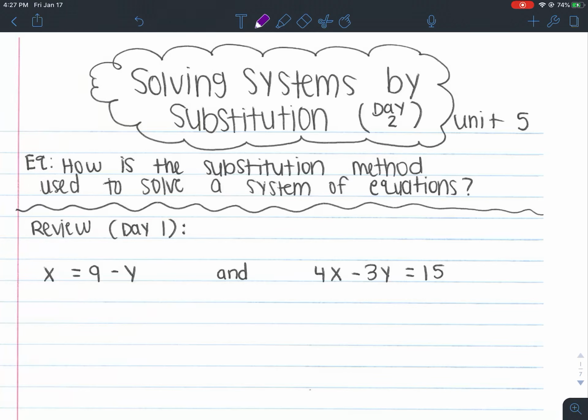Hey guys, this is a video for solving systems by substitution. And this is the second day we are in this. We are in Unit 5. Our essential question is, how is a substitution method used to solve a system of equations?